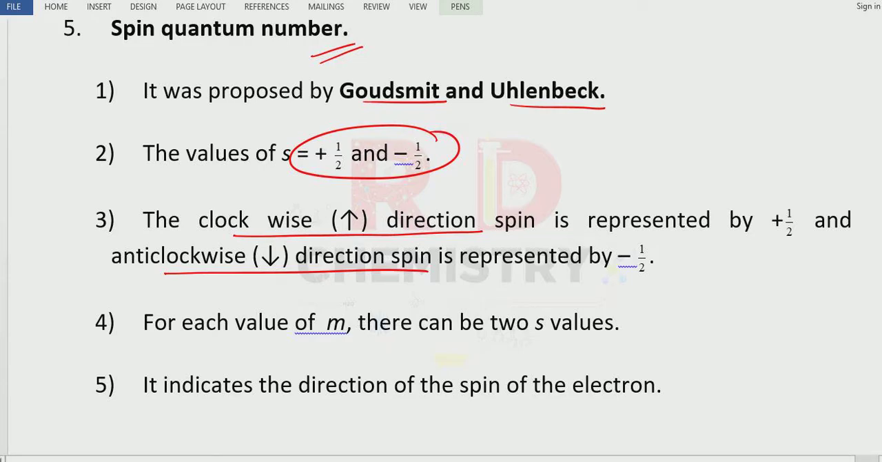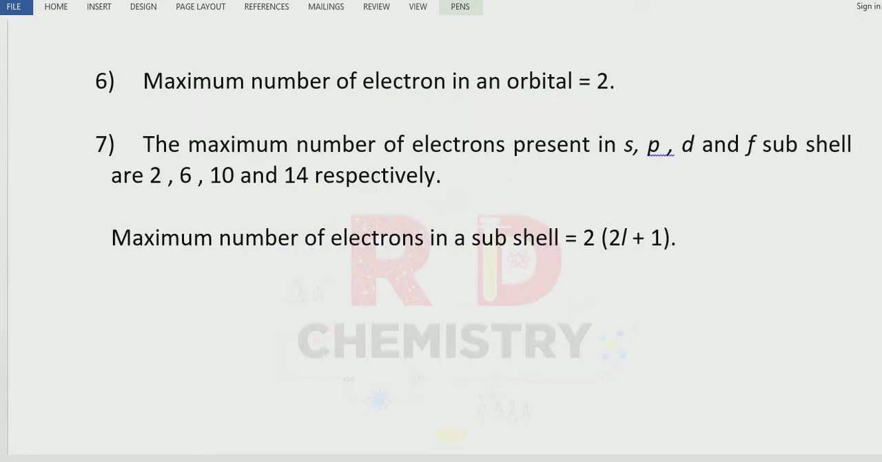For each value of m, there can be two s values, either plus half or minus half. It indicates the direction of the spin of the electron around its own axis, either clockwise or anti-clockwise. The maximum number of electrons in any orbital is equal to 2. A single orbital can have a maximum of 2 electrons.